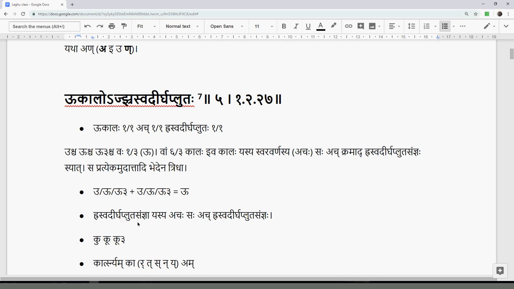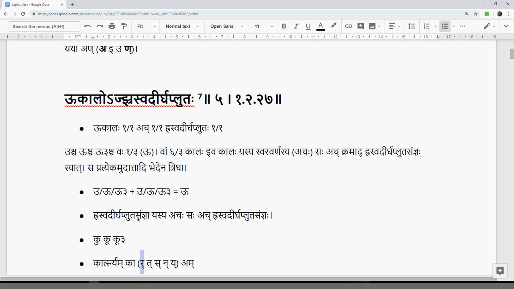And it is said that vyanjana takes around half a matra. Half a matra, raswa takes one matra, dirgha takes two matras, and pluta takes three matras. Therefore, this ach is mentioned. Otherwise, if the sutrakara had not said ach here, then what would happen?